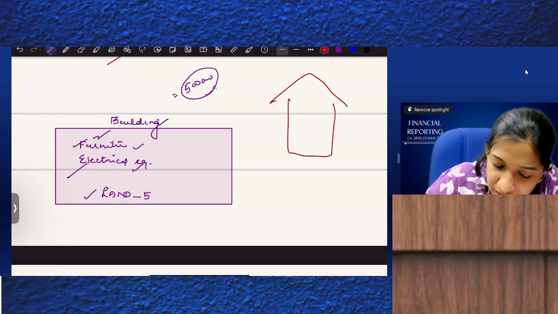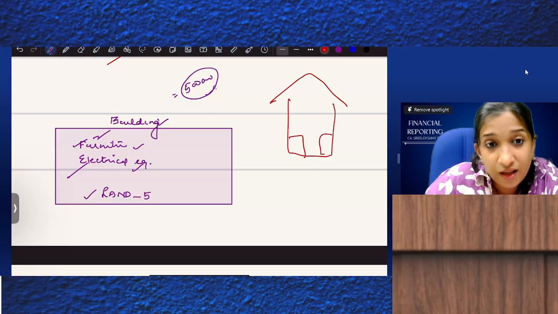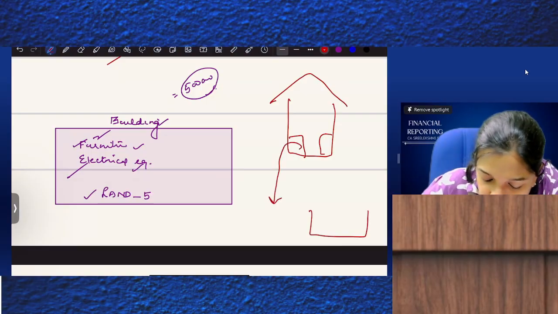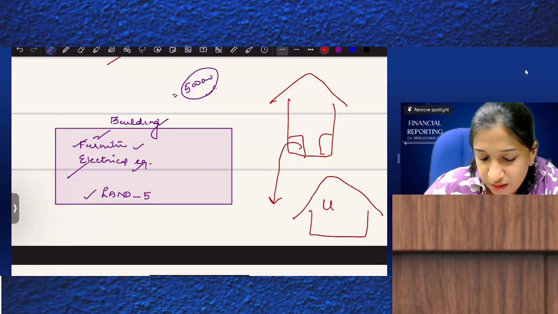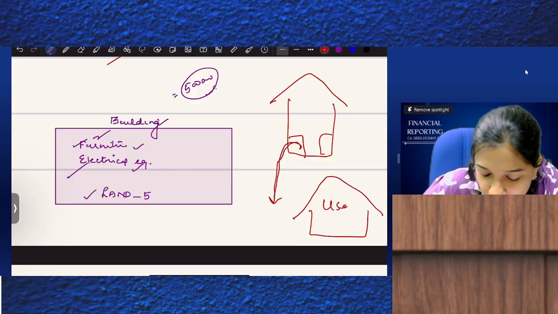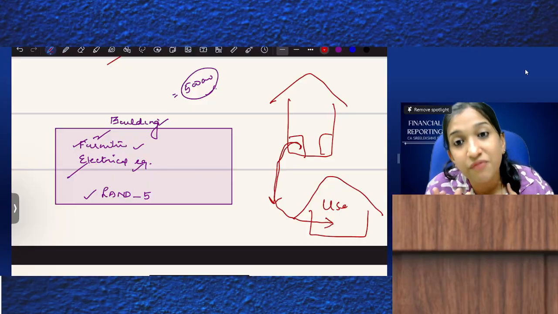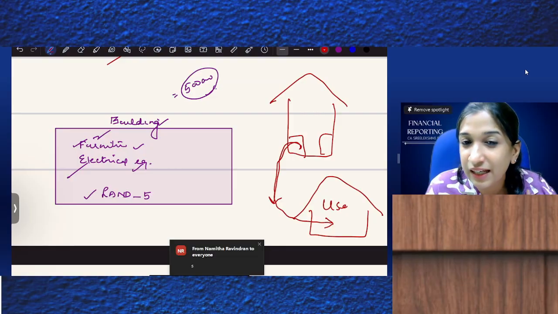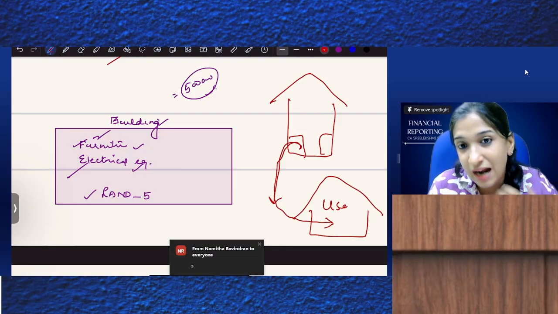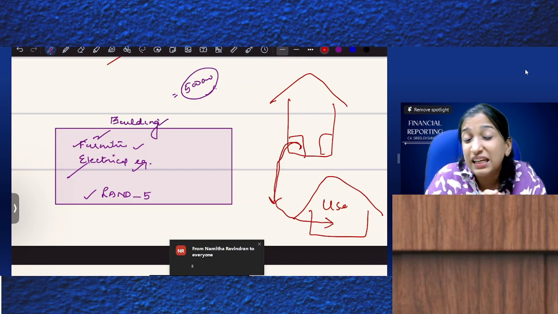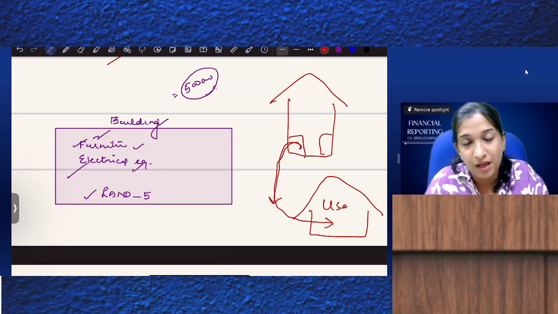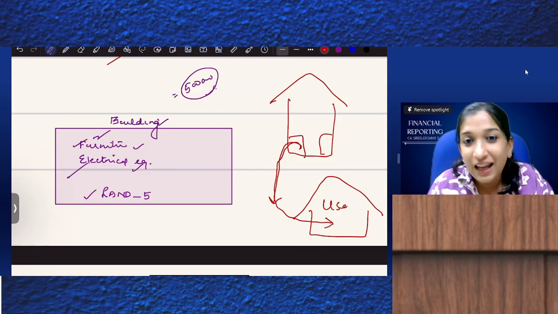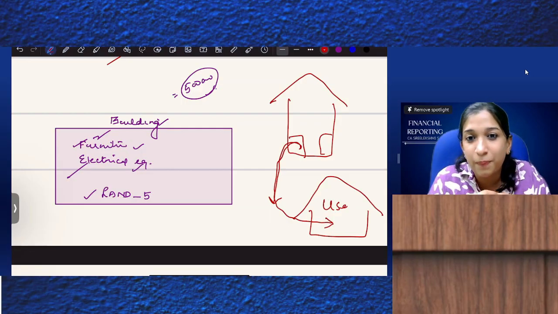if there are furnitures, can you take this furniture out and put it in another building and use it? Yes, if it is possible. That is, the entity can get the benefit of the underlying asset on its own. Can you get independent benefit from furniture? Yes. And it is not highly interdependent or interrelated.